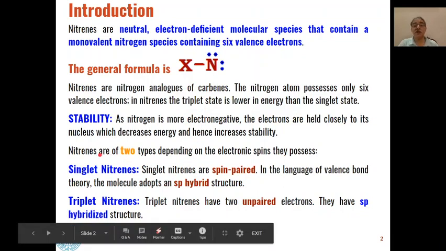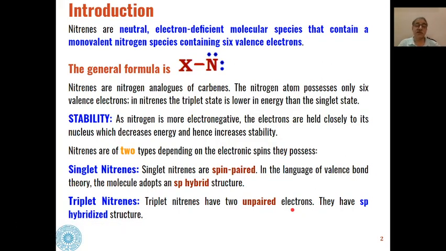And like carbenes, nitrenes are also of two types: singlet nitrenes and triplet nitrenes. And again, in the same way, if they are spin paired, then we will call those singlet nitrenes, and if they have unpaired electrons, then we will call them triplet nitrenes. And both of these, singlet as well as triplet nitrenes, have sp hybridization.